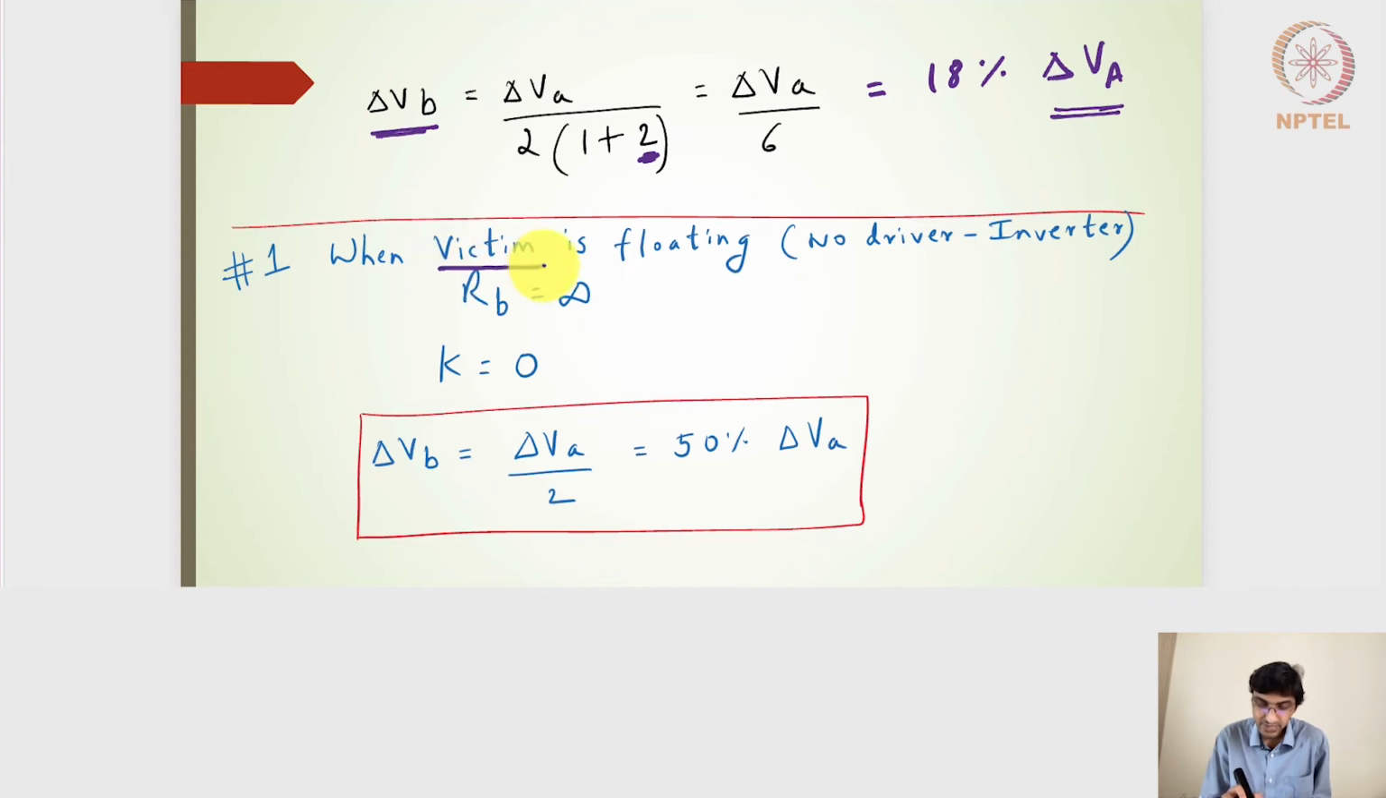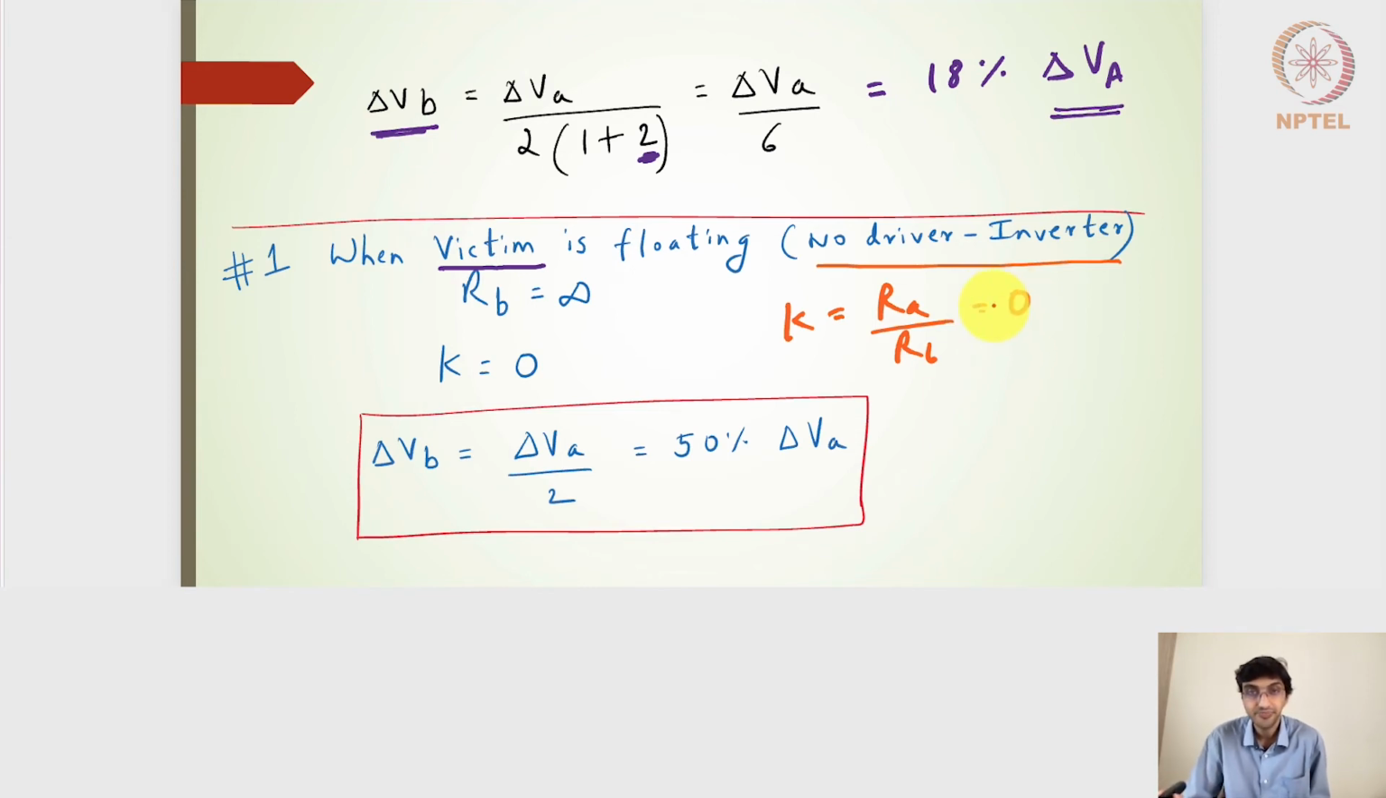So let's say that when the victim is floating, that means there is no driver inverter circuit at all. So we will have RB equal to infinite. There won't be any switching resistance when it is floating; it's an open circuit kind of thing. So RB is equal to infinite, and K value is nothing but RA by RB. So in that sense, the K value is 0.